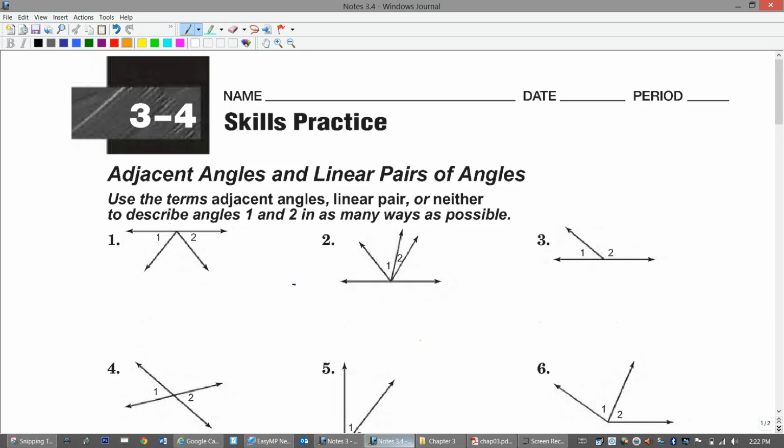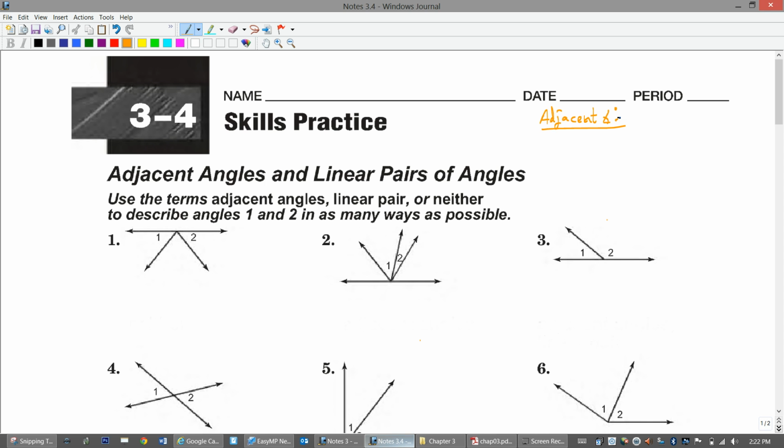We're going to talk about linear pairs and adjacent angles, and what makes them linear pairs and what makes them adjacent angles. And if it could be neither of those things, we just call it neither. But first we need to talk about what an adjacent angle is. Adjacent. Can you guys see that? Okay. Adjacent angle.